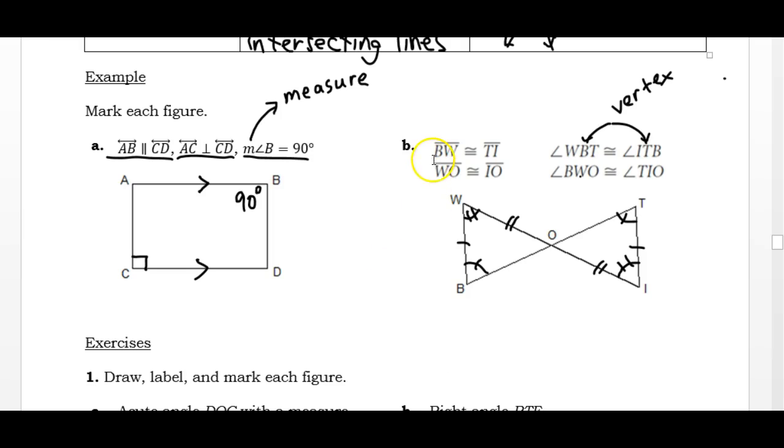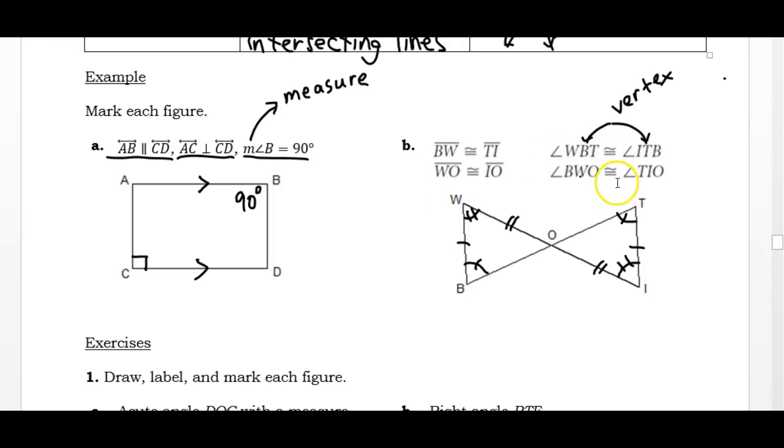Next example says segment BW is congruent to segment TI. So BW right here, and TI right here, I added that mark on both sides. WO is congruent to IO. And so since these are congruent to each other, but not congruent to my original segments, I did 2 marks instead of just the single mark that I did the first time. If I had a third segment congruent statement, I could use 3 marks, or a fourth, I could use 4 marks, as long as they match up.